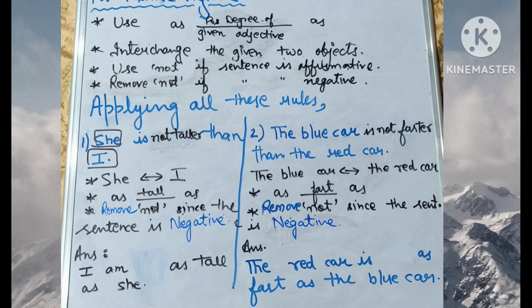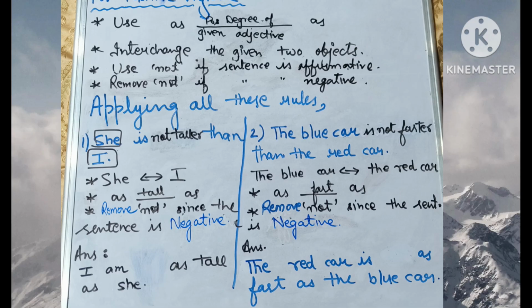We will interchange she and I, and we will interchange the blue car and the red car. We will use as tall as and as fast as, but we will not make it negative. Why? Because now the sentence says she's not taller than I. That means the height of both the people is the same, right? That's why they are saying she is not taller, right? So now we can say I am as tall as she.